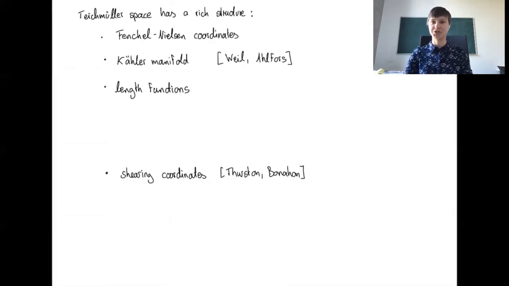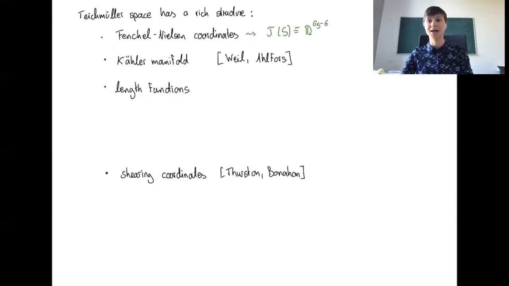Teichmüller space has a rich structure. For example, we can look at different sets of coordinates on Teichmüller space. And one example are Fenchel-Nielsen coordinates. They arise from dividing the surface into pairs of pants and measuring the length of the boundary curves of these pants, and also of measuring how those are glued together. And using Fenchel-Nielsen coordinates, one can show that Teichmüller space is homeomorphic to R to the 6g minus 6, where g is the genus of our surface.